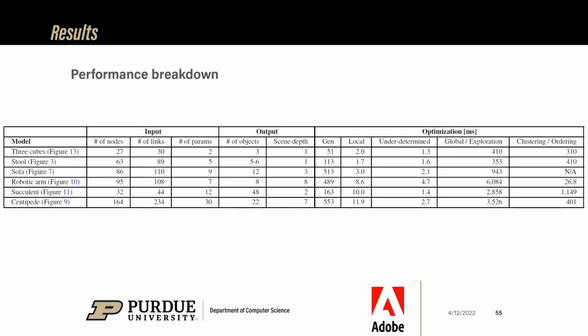This table shows a performance breakdown for each of our examples. The key takeaway is that the system runs at interactive time. Executing the procedural graph and displaying the 3D models takes up to 500 milliseconds. The time needed for local optimization is up to 12 milliseconds. Determining if the edit has degrees of freedom takes up to 5 milliseconds. And then exploring the region of optimality can take up to 6 seconds.